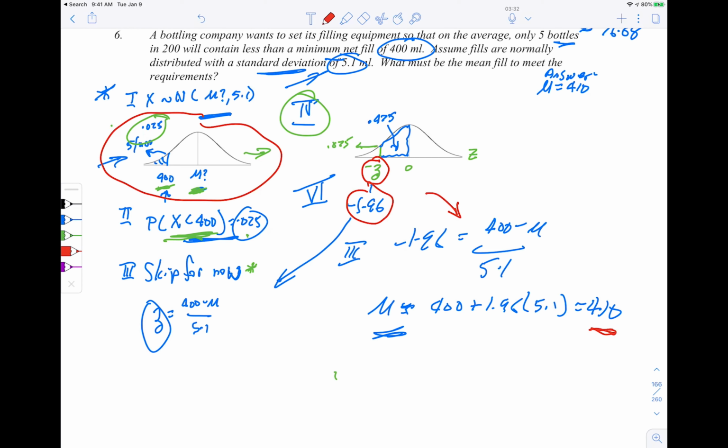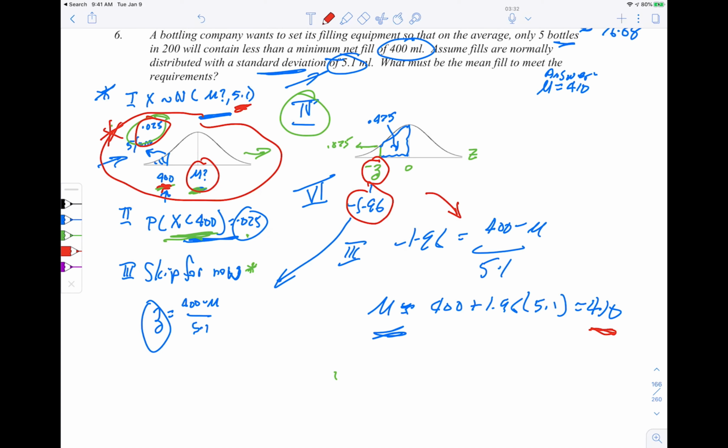Bottling company wants to set its filling equipment so that on the average only 5 bottles in 200, that's 2.5%, will contain less than a minimum net fill of 400 mils. Assume fills are normally distributed with a standard deviation of 5.1. What is the mean? And so that's what I've got right here. I've drawn a little picture here. Here's the 400 associated with 2.5%. And we've got a standard deviation here of 5.1.